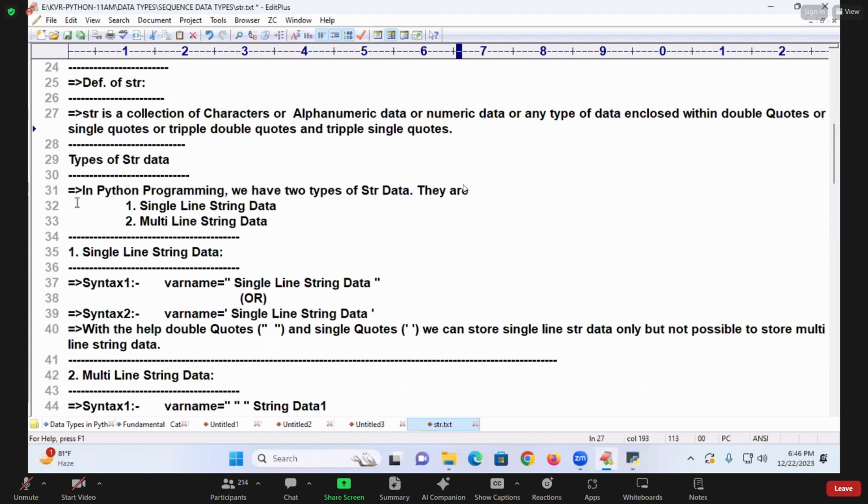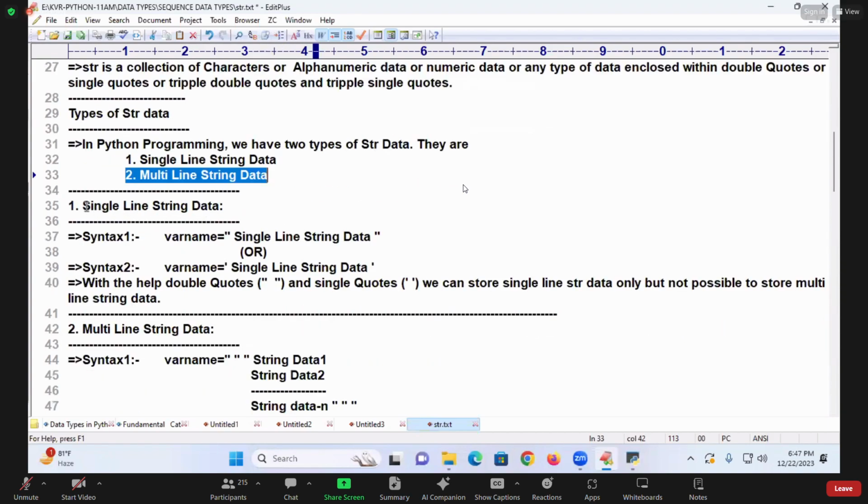Now I'm going to talk about types of str. In Python programming, we have two types of str data. They are single line string data and multi-line string data.